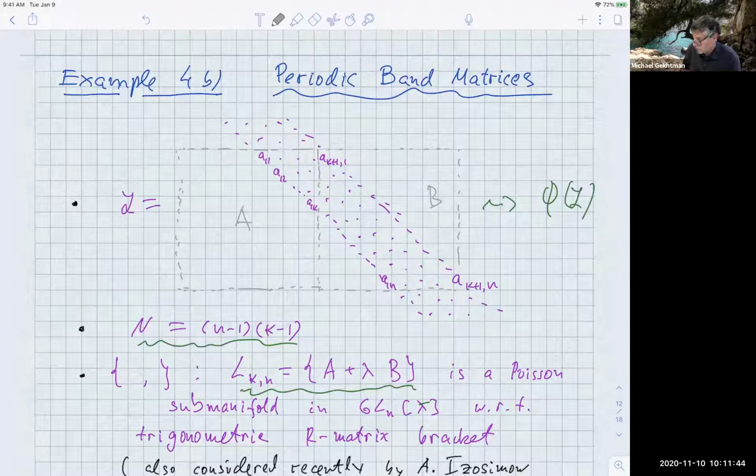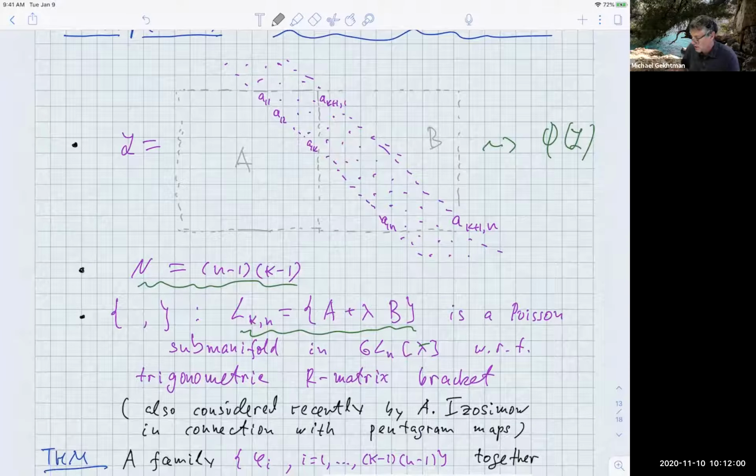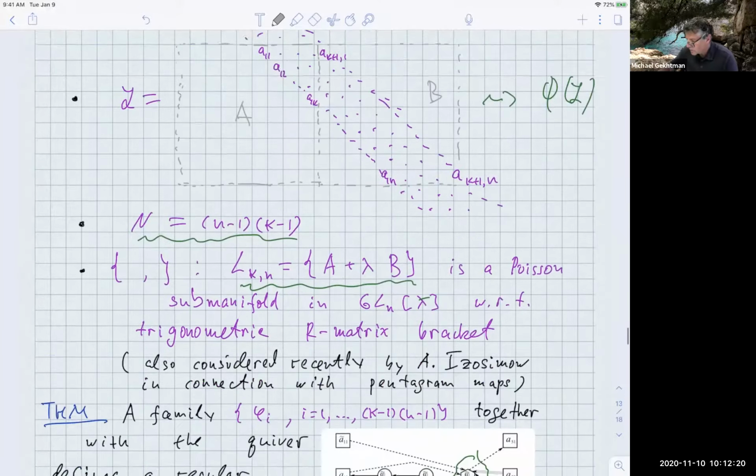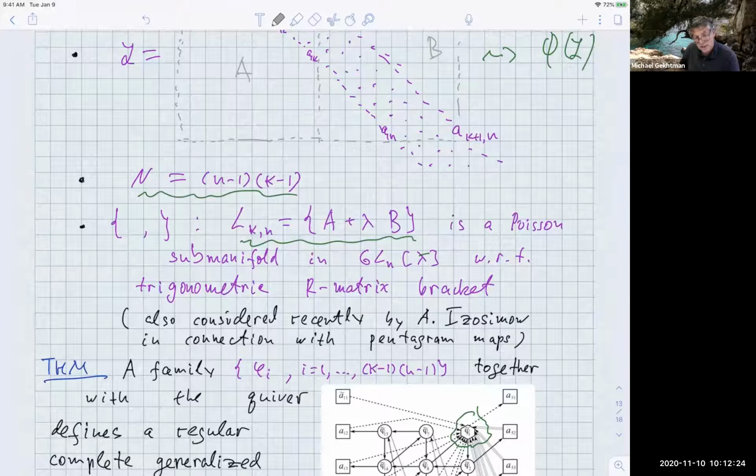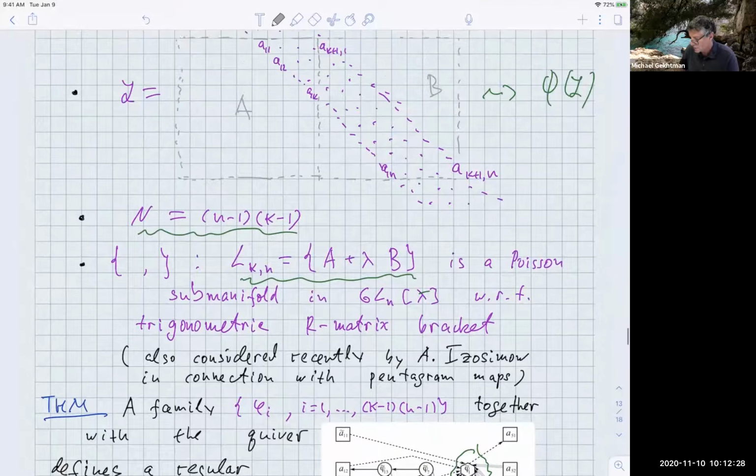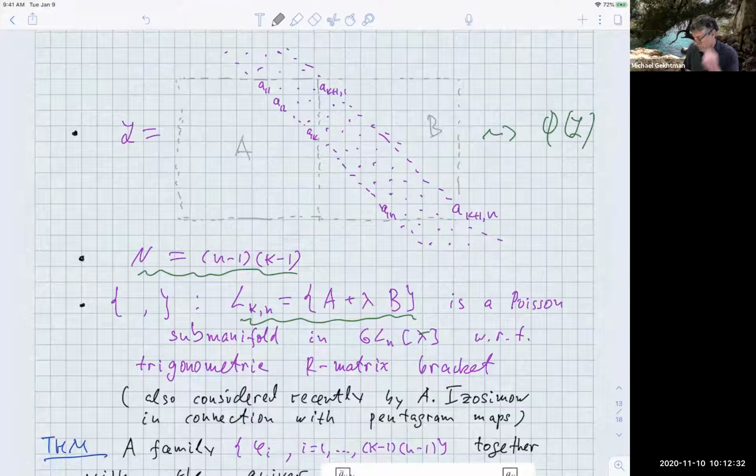We will remove the first row of each block row. The size of the maximal reducible component, in this case, is n-1 times k-1. What is the corresponding Poisson structure? We can consider this set of linear polynomials in lambda with coefficients a and b, of this particular shape. This forms a Poisson submanifold in loops on GL_N with respect to the trigonometric R-matrix bracket. This was also recently considered by Izosimov in connection with pentagram maps. So this is our Poisson structure.